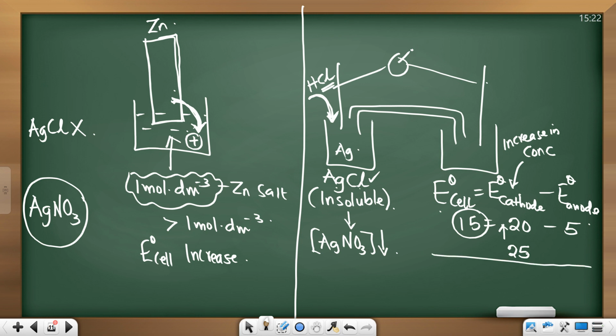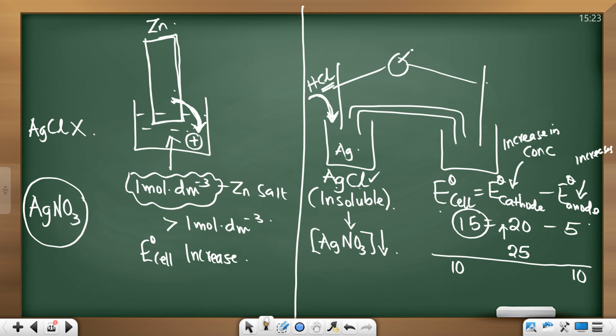If I were to increase the anode to 10, what would happen to the E cell? The E cell will decrease, right? Good. So if the E anode increases, what happens to the E cell? It will decrease. I hope it makes sense, guys.